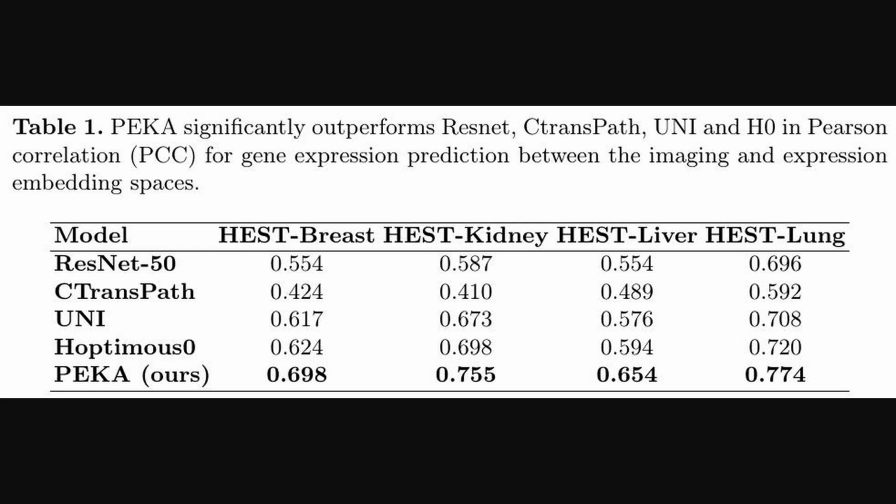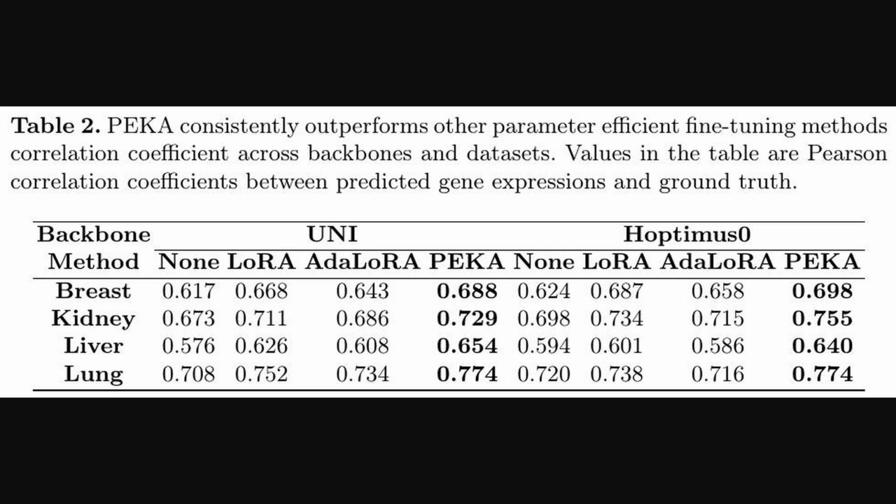They tested PEKA on several spatial transcriptomics datasets covering breast, kidney, liver, and lung cancer, over 200,000 image tiles in total. The results? PEKA significantly outperformed baseline foundation models like ResNet50, CTransPath, UNI, and Optimus, boosting the prediction accuracy, measured by Pearson correlation, by at least 5 to 7% across all datasets. It also beat other parameter-efficient methods like LoRA.